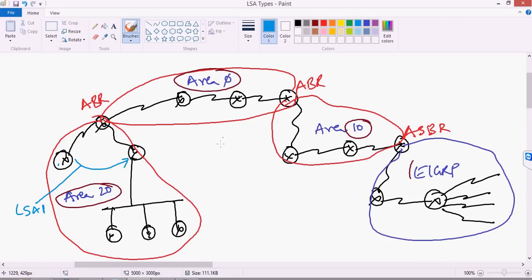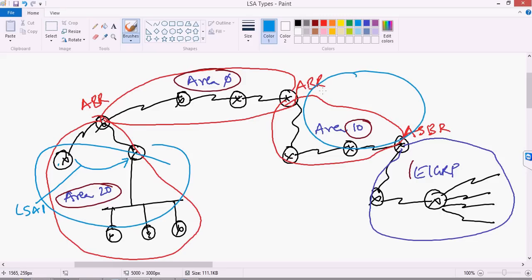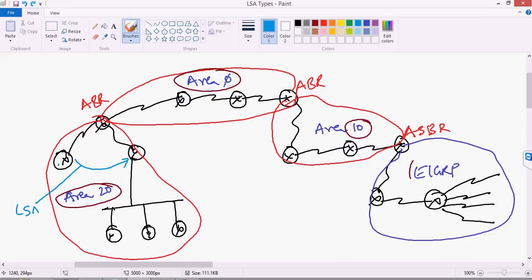So when this router advertises to this router, generally we call it LSA1. Similarly, we have another LSA, LSA2. Technically we call it the network LSA. So the DR informing other routers.